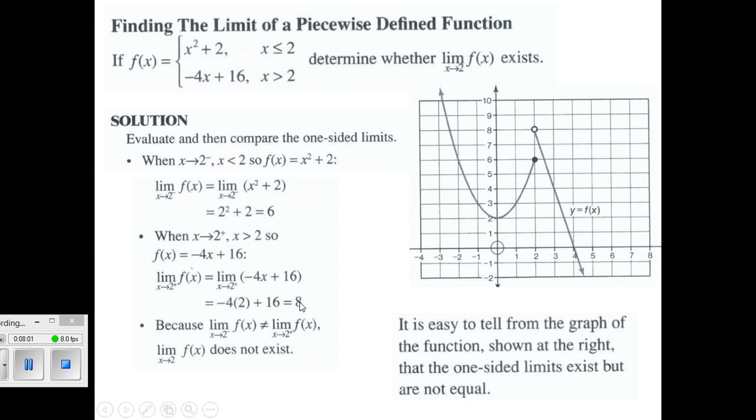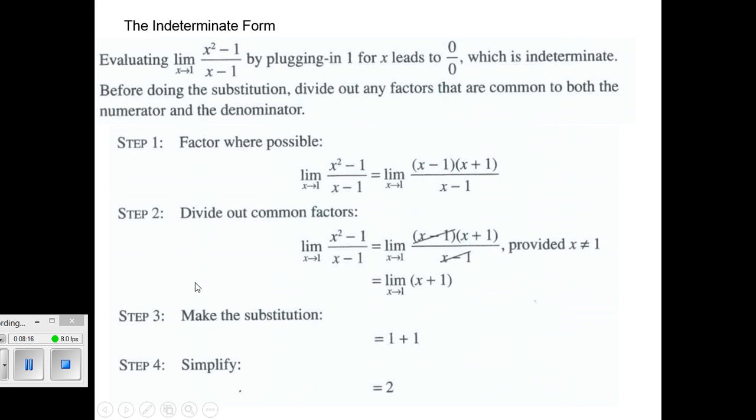So since the left and the right side are not in agreement, either from our evaluation of the function, nor from the picture, the limit as x approaches 2 does not exist. We'll come back to this indeterminate form in the next video.